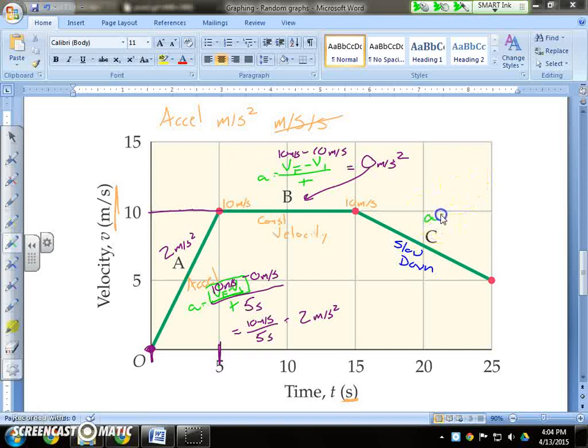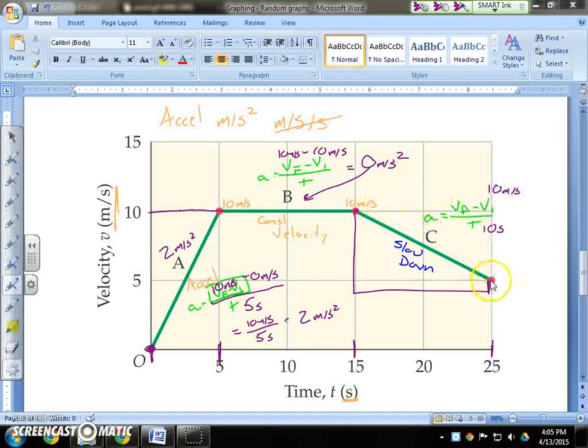And then the final setup that we have is your slope for C. Again, acceleration equals Vf minus Vi all over t. Looking at t, we are slowing down from 15 to 25 seconds. So this whole thing is our slow down time. So our time is going to be 10 seconds worth. Our initial velocity is going to be this 10 meters per second up here.